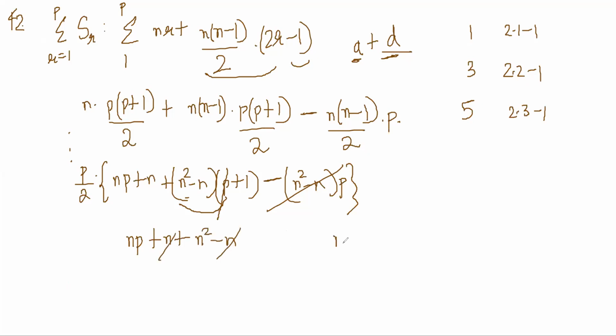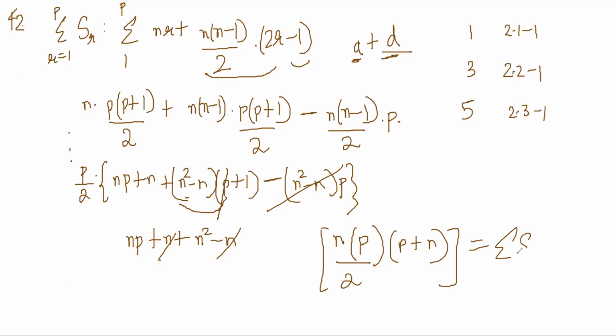So this becomes n into p by 2 into p plus n. That is the value of the overall sum, equal to the summation of S of r from 1 to p. So it is about making sure that you can write the sum of any one AP, and set it up in such a way that if you vary your variable, you cover all the different AP sums.